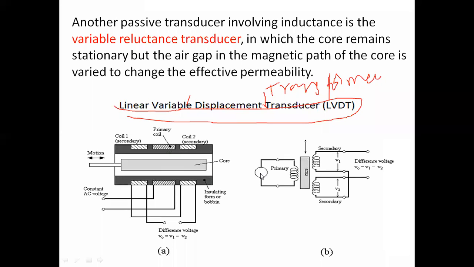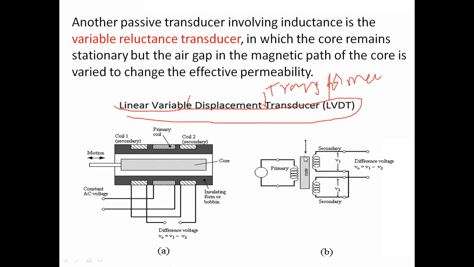So we apply the input at the primary side, and this core will be placed at different positions, and the secondary windings 1 and 2 are connected in series opposing. Series opposing means the generated voltages will be subtracted. The output voltage is the difference, V1 minus V2. So depending upon the core position, the voltages V1 and V2 will be generated in the secondary windings.